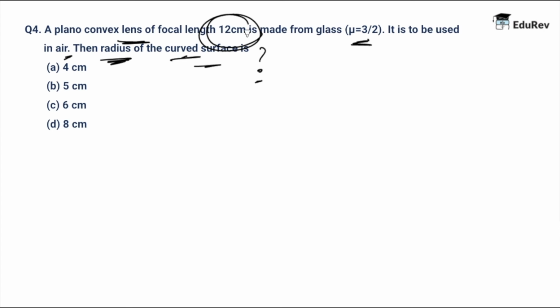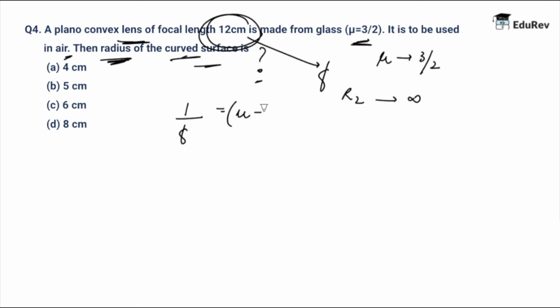Now we know that f is nothing but 12 centimeters. So focal length is 12 centimeters. And mu is 3 by 2. And R2 is infinity. Therefore, when I use the formula, can I write that 1 upon F is nothing but mu minus 1, this is mu, times 1 upon R1 minus 1 upon R2. So, this is going to be the formula and we all know this. So, I am going to substitute the values in this formula.